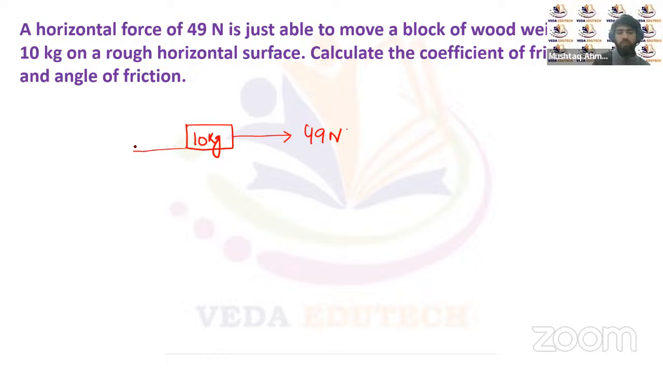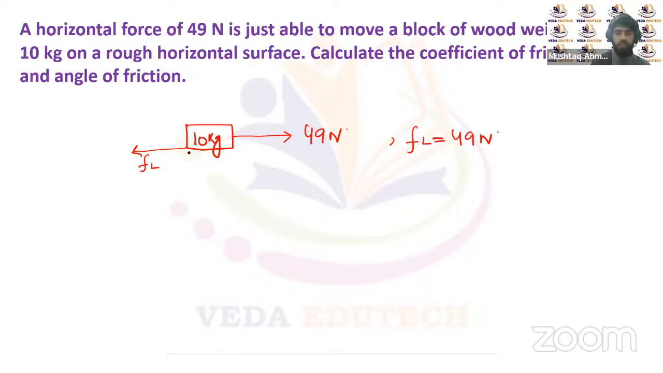There will be a frictional force on this block, that's FL, in the backward direction. At this point, when the block just starts its motion, the value of the friction will be the limiting value of the frictional force. So 49 newtons is along the horizontal direction. It means that if the block just starts its horizontal motion, then this 49 newtons must balance the limiting value of this frictional force. So the limiting friction here is 49 newtons, right?